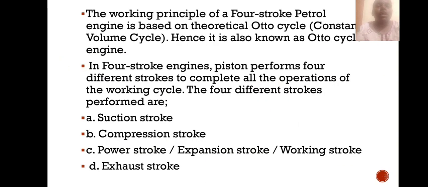Now let's move on to the topic. The working principle of a 4-stroke petrol engine is based on the theoretical Otto cycle, that is the constant volume cycle. Hence it is also known as the Otto cycle engine. The 4-stroke engine's piston performs 4 different strokes to complete all the operations of the working cycle. The 4 different strokes performed are suction stroke, compression stroke, power stroke, and the last one is exhaust stroke.